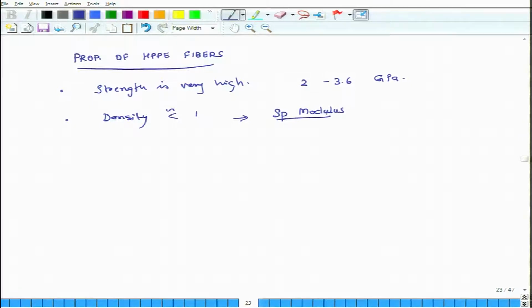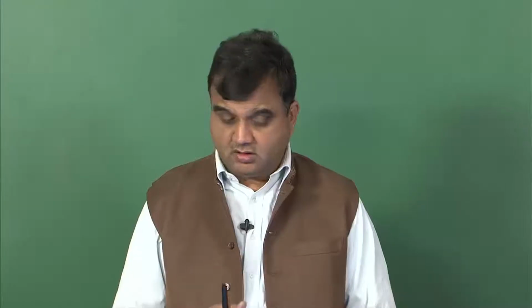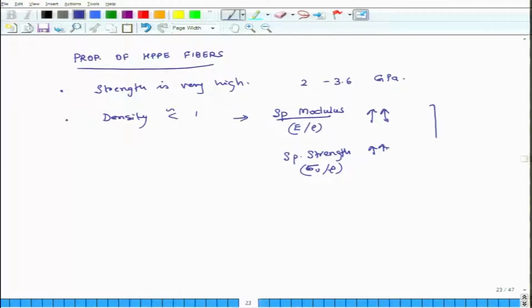What is a specific modulus? It is the ratio of E and density. This is very high. So, for less weight you can get a lot of stiffness, and similarly their specific strength, this is also very high. This is sigma u over density. So, you can use these fibers to make things super light without making them weak or without making them flexible. So, these are very special applications.